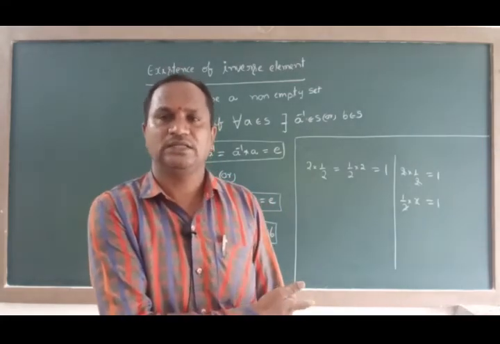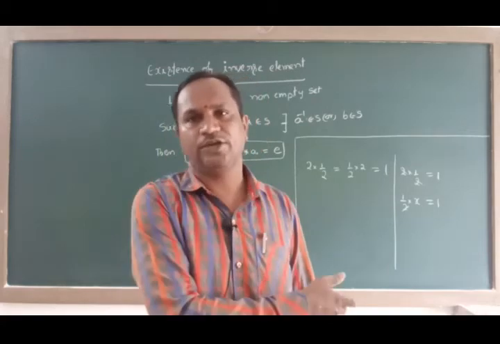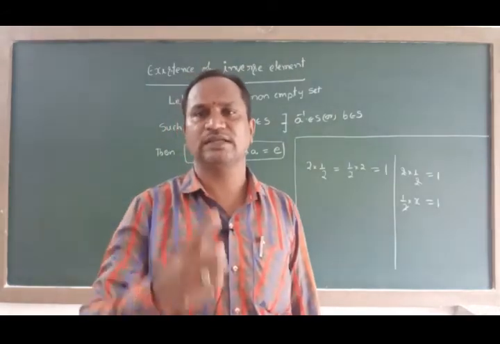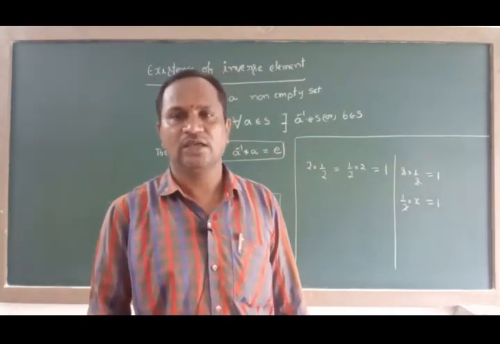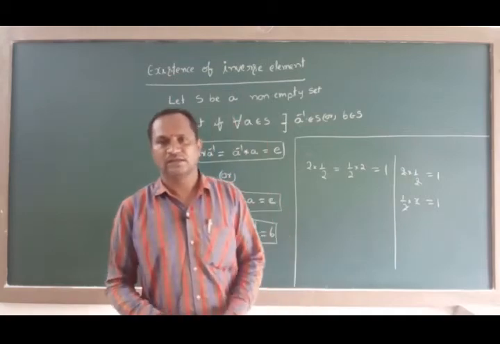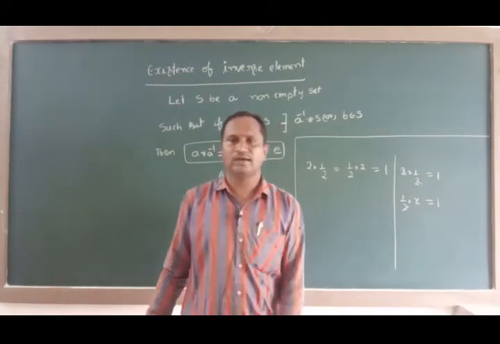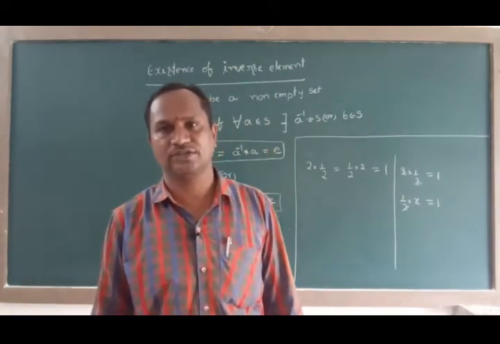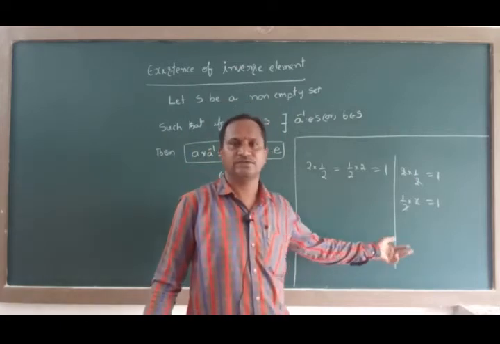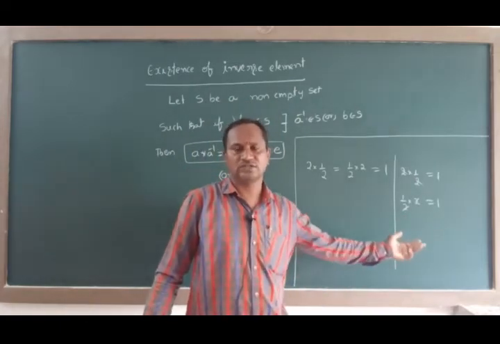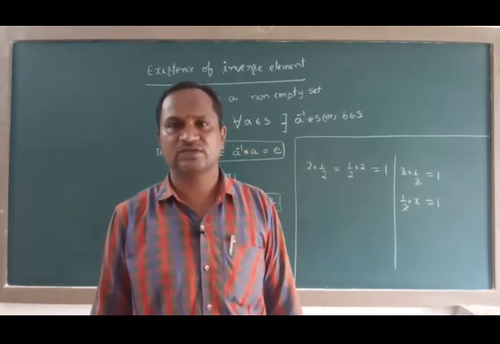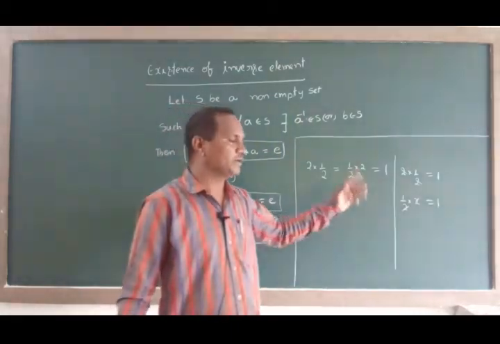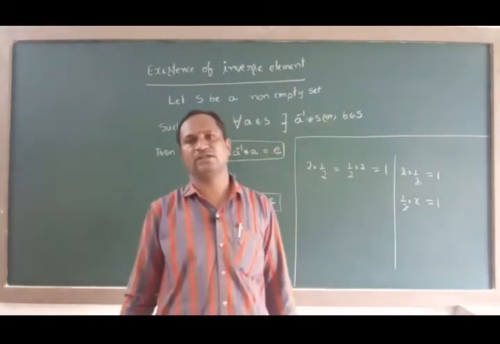Or you can take 3 and 1 by 3 also. 3 into 1 by 3 is equal to 1 by 3 into 3. On cancellation, you are getting the element 1. That's why in both cases the result is 1. Result is 1 means, as I already told, 1 is an identity element with respect to multiplication. Or 5 into 1 by 5 is equal to 1 by 5 into 5. Or 6 into 1 by 6 is equal to 1 by 6 into 6. Like that, you can take any elements. In case of the set of all real numbers, you are getting an identity element 1 only with respect to multiplication.